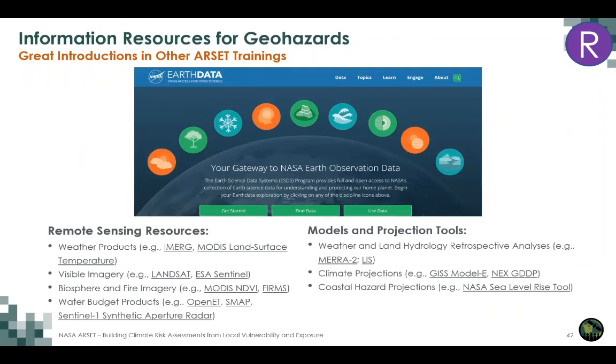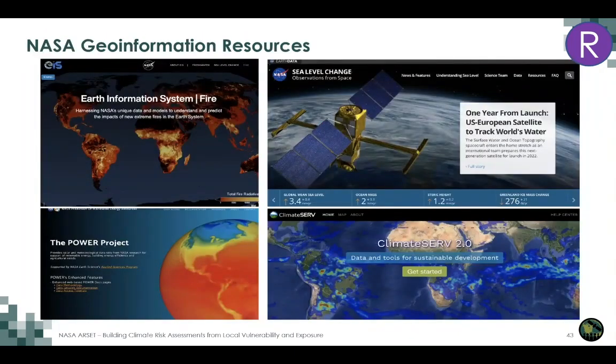For more on information resources that we might use to understand these geohazards, let me turn to Sanketa again. Thanks, Alex. NASA has a broad range of information resources for geohazards, and we encourage you to learn more about these from other ARSET trainings that have been posted. But here we broadly categorize these into two types. First are the remote sensing resources like MODIS, IMERG, Landsat, satellite data to look at observational variables. Second, on the right there, NASA has excellent model and projection tools openly available for weather, climate, and coastal hazards. These are some of the NASA tools that we looked into when initiating CASI work, including tools for fire risk, sea level and coastal floods, energy management for buildings, and solar energy, and forecast tools for extreme weather.